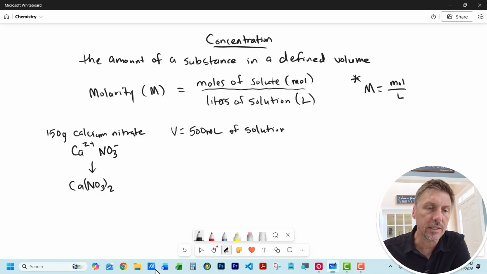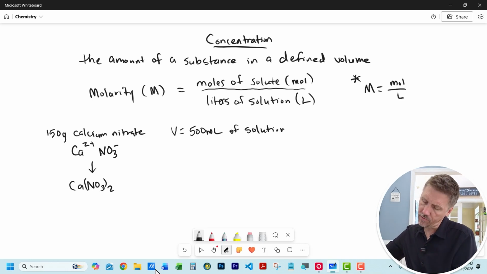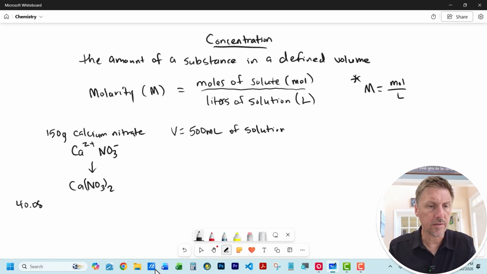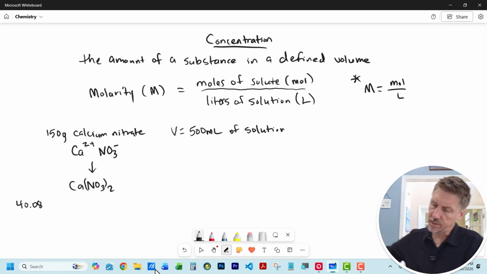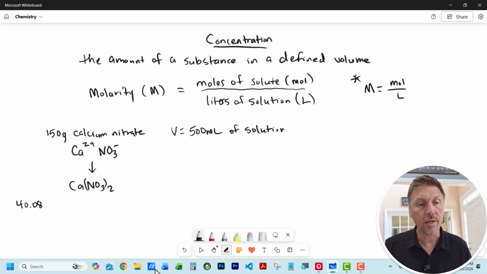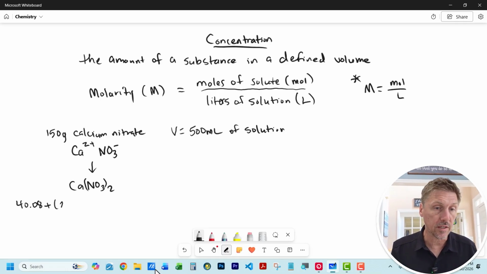So we go to the periodic table and we see that calcium, which we have one of, has an atomic mass of 40.08. So we write down 40.08. And we look at nitrogen. Nitrogen is over here in column 5A. It's got a molar mass of 14.01. Now notice, because of this 2 on the outside, we actually have 2 nitrogens. So we're going to take the 14.01 and multiply it times 2.